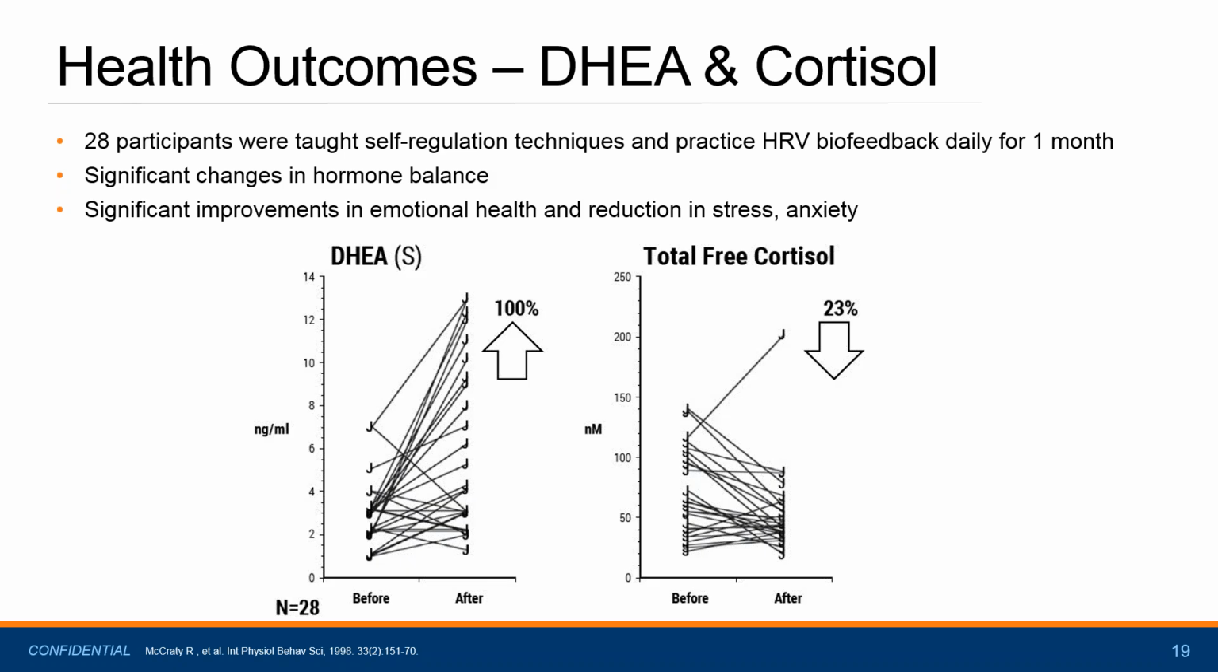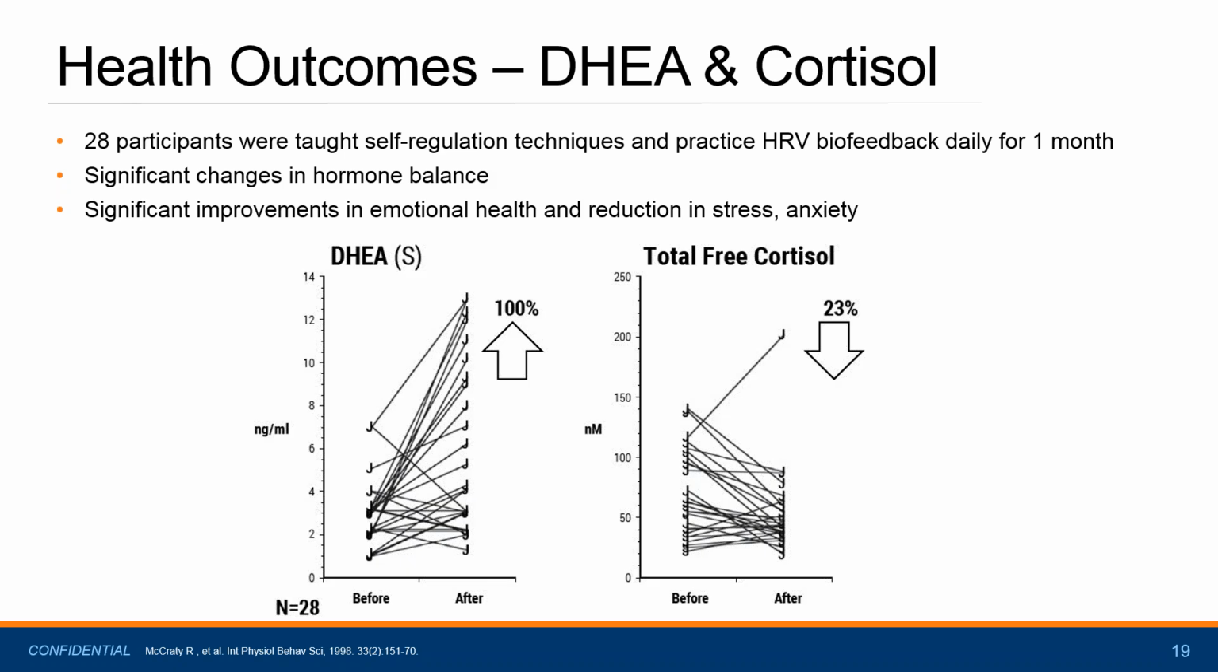So in this study, it was just a pilot study, 28 participants, so not a ton, but they were taught self-regulation techniques and practiced heart rate variability biofeedback daily for just 1 month. And daily, I think it was about 10 minutes, so not a long time. And after 1 month, the study saw significant changes in hormone balance. And really what they saw was a mean increase in DHEA of 100% and a mean reduction in cortisol of 23%.